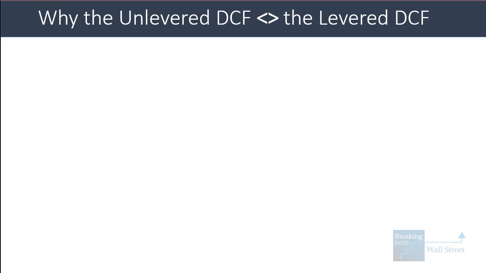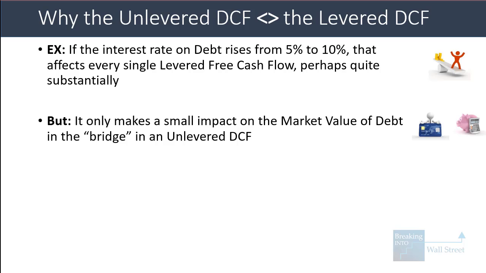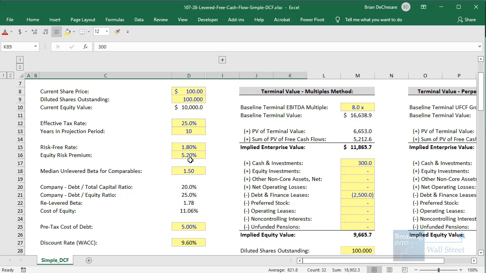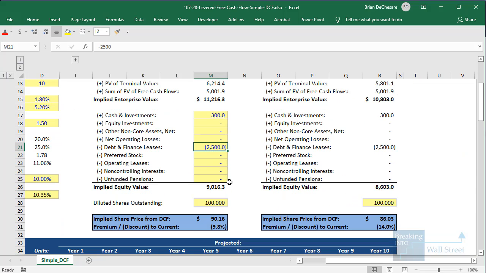Let me give you a specific example of what I mean. Let's say that the interest rate on debt the company has rises from 5% to 10%. That's going to affect every single levered free cash flow, maybe quite substantially depending on the company's debt balance. But it's only going to make a small impact on the market value of debt in the bridge in an unlevered DCF. Let me illustrate what I am talking about here. So let's say that the company right now has a pre-tax cost of debt of 5%. If I now change this to 10%, so in the bridge for the unlevered DCF, the market value of debt will change by a good amount if the interest rates go from 5% to 10%.